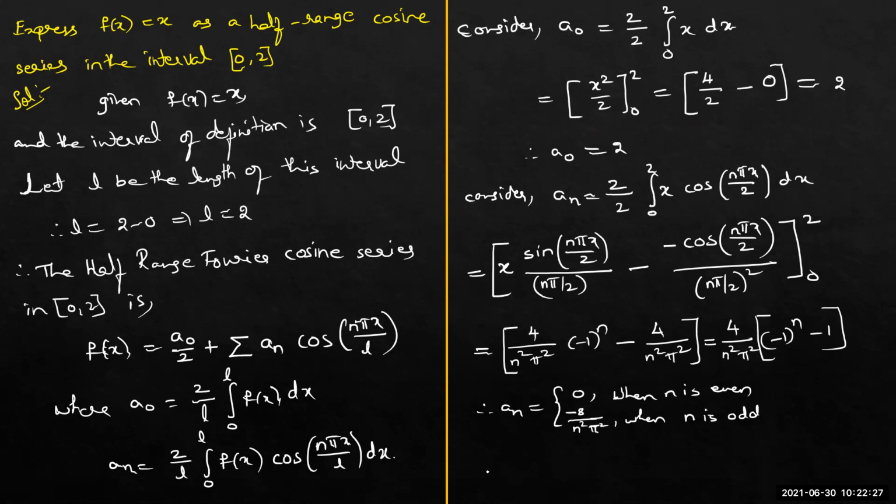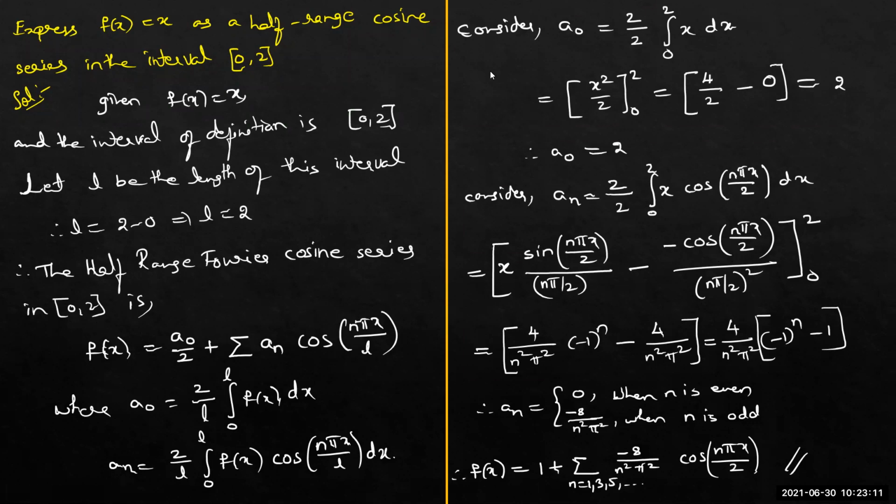Right, now let's just substitute everything into the formula. Therefore, the half range Fourier series f of x equals a naught by 2. We got a naught as 2, so 2 by 2 is 1, plus summation. As a n exists only for odd numbers, n takes values 1, 3, 5, and so on. And we got minus 8 by n square pi square into that function cos n pi x divided by the value of L, which is 2. So this is the half range Fourier cosine series for the function f of x equals x in the interval 0 to 2.